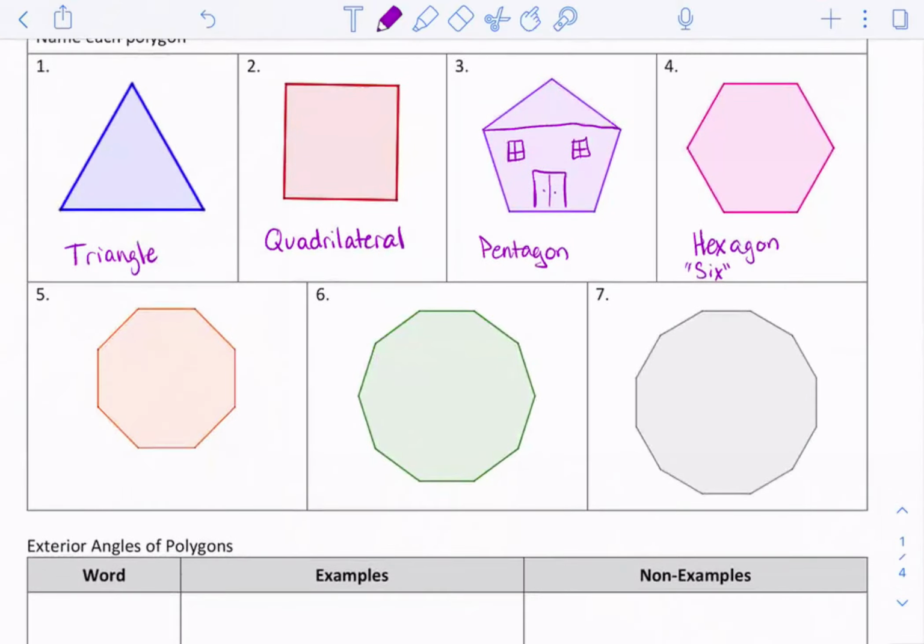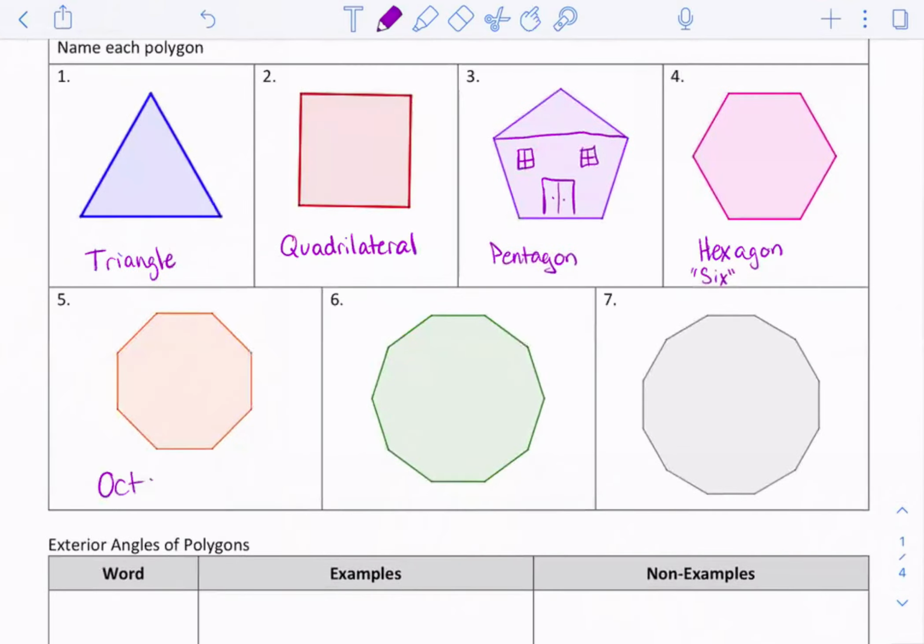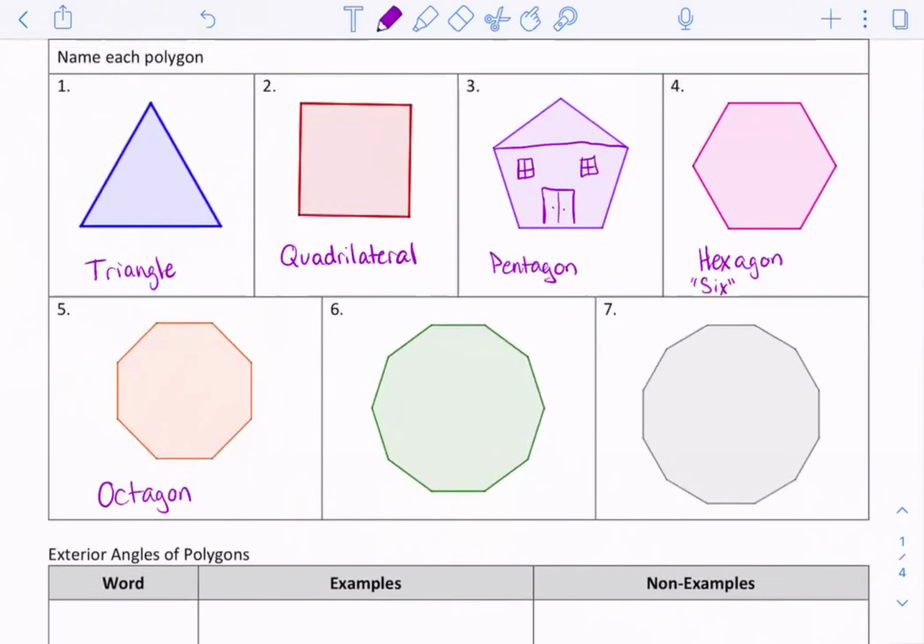Then for number 5, if I have a, what is this? 1, 2, 3, 4, 5, 6, 7, 8 sides. An 8-sided shape is called an octagon. I know I skipped 7, but that's because that name is not used often. 7 is septagon, or some people say heptagon. It goes by 2 names, but it's not usually used, so that's why I skipped it.